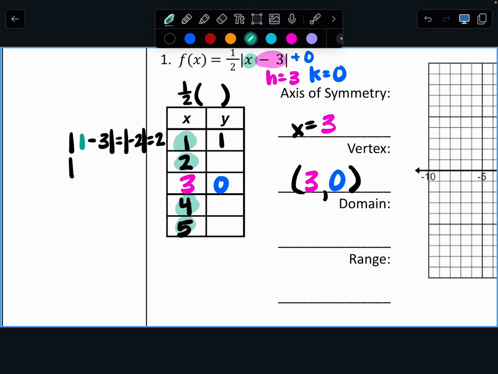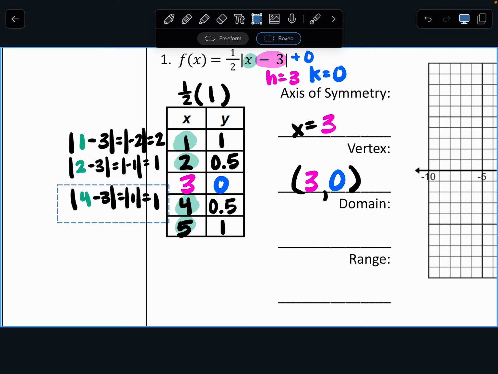So next I'm substituting in 2. 2 minus 3 is negative 1, and the absolute value of negative 1 is positive 1. Now I can put 1 here. 1/2 times 1 is 0.5. And you can probably guess that these are going to repeat, so go ahead and fill in the rest of it. Or if you want to be extra sure, go ahead and calculate it. That would give you 1/2.